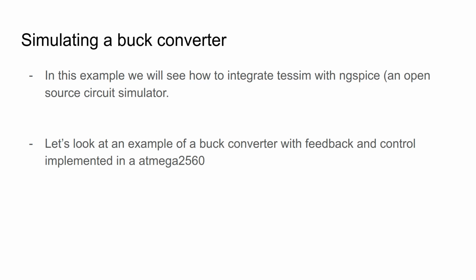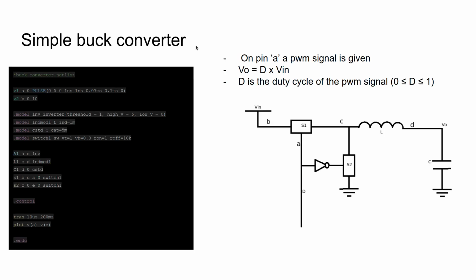the mechanism. So in this demo we'll take an example of a buck converter which has a resistance, inductance, capacitance, power supply and everything, and the feedback loop, the control of that buck converter, is handled by an Atmega. So okay, this is the buck converter that we are using.